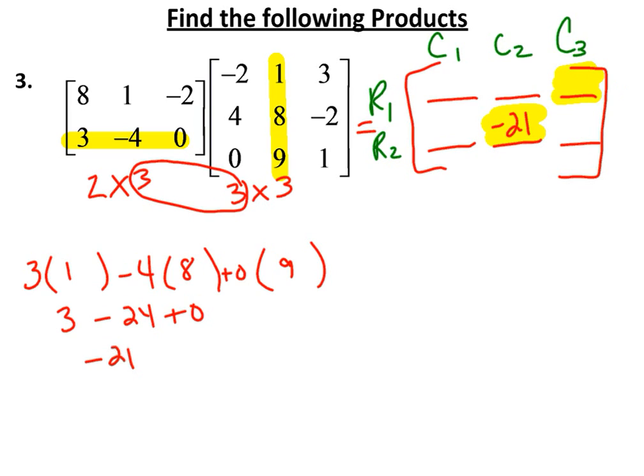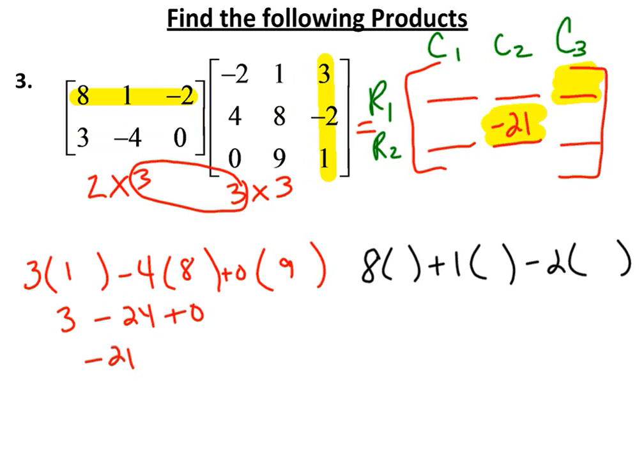So right now I'm going to go through how to get row 1, column 3. So row 1, 8 plus 1 minus 2. But now I have to look at column 3, and again I got that all from row 1. If I look at column 3, I'm going to substitute a 3, a negative 2, and a 1. So I get 24 minus 2 minus 2. Go left to right, I get 22 minus 2, which is a 20. And here I get a 20.